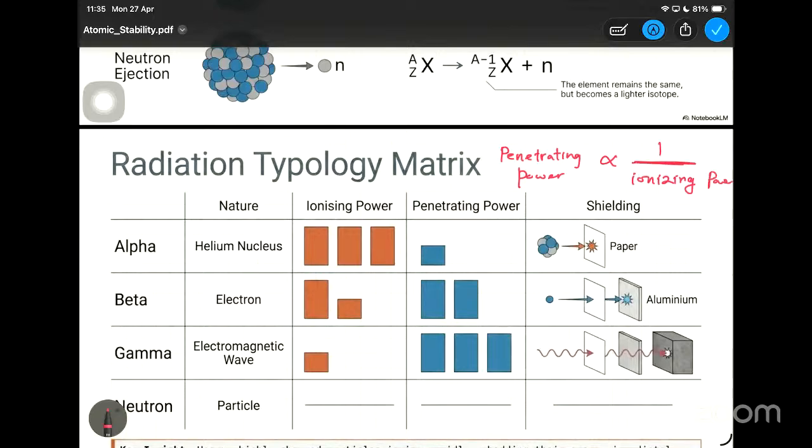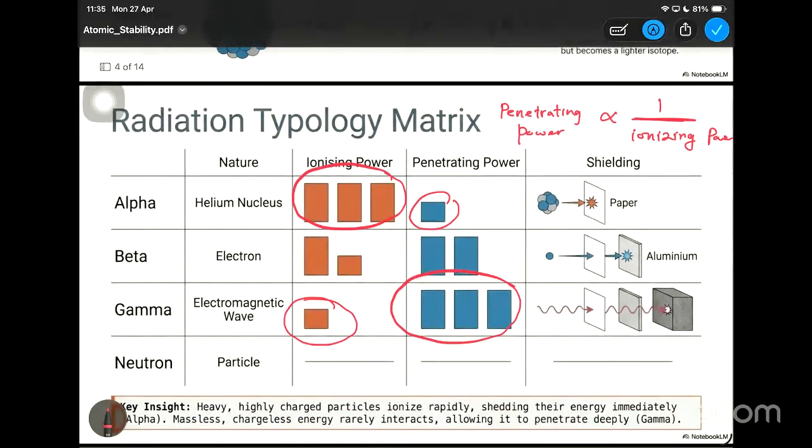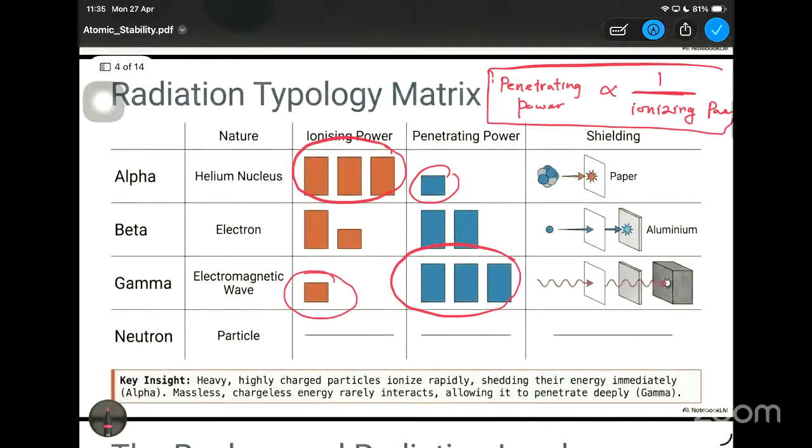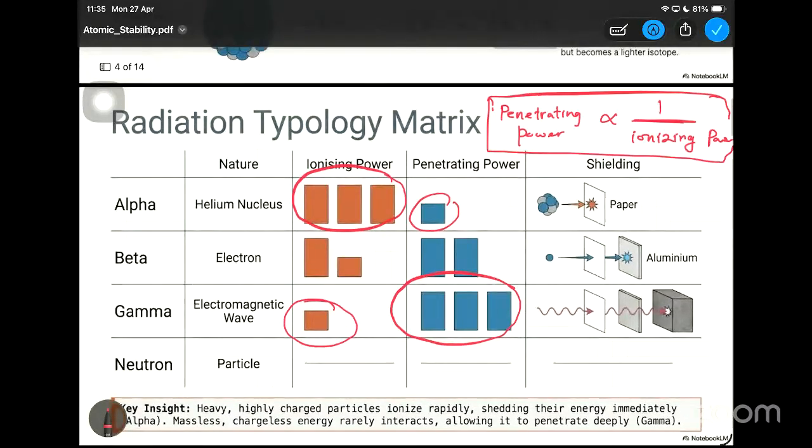Penetrating power is inversely proportional to the ionizing power, which means if you have a higher ionizing capability, then it has a lower penetration power. See, so here a higher ionizing power, but the penetration power is low, right? But here the ionizing power is low, but the penetration power is higher, right? So don't memorize these graphs, just remember the relationship, right? The penetration power is inversely proportional to the ionizing power.